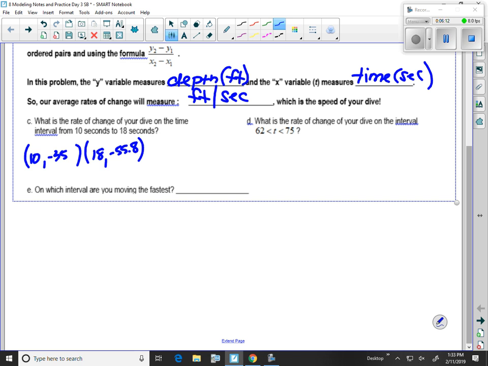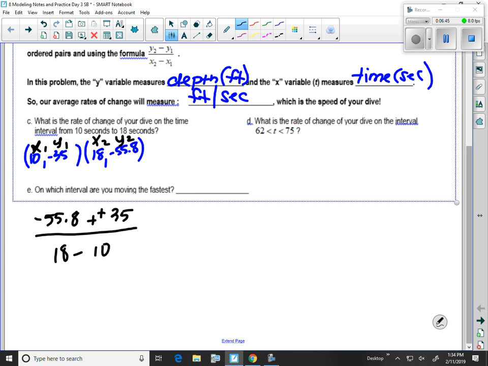Okay, how do we find the rate of change? Do y2 minus y1 over x2 minus x1. So here's our y2, here's our y1. It's going to be negative 55.8 minus a negative 35, so it's a plus. Yes. Then we do x2 minus x1, so 18 minus 10.